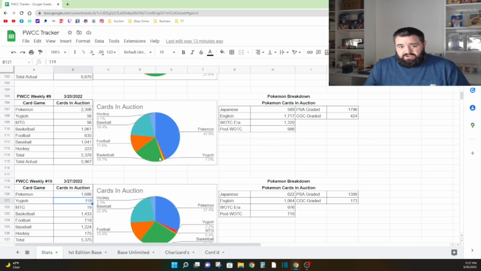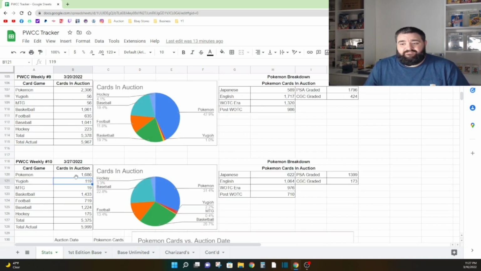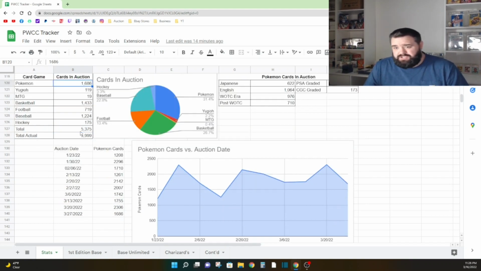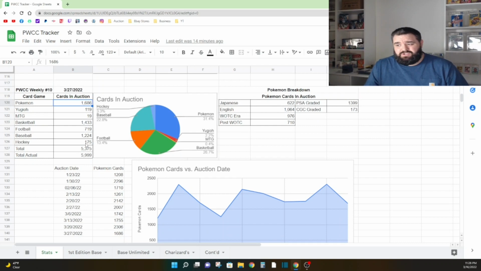But this is awesome. Really excited, especially for next week: only 1,600 cards, not even 1,700. So this is totally respectable quantity. Much less, 70-ish pages of 24 cards. And that does include booster boxes and stuff like that. So really nice to see this come down to earth. Still 31% of the total auction, which means they're definitely holding strong.